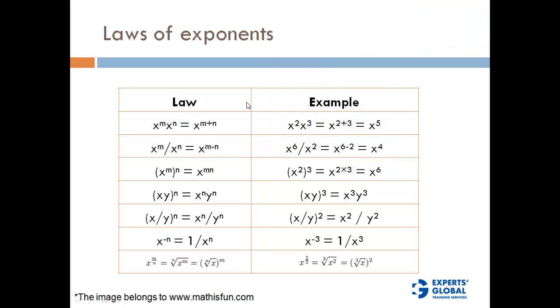The third rule: x raised to m raised to n is equal to x raised to mn. Let's look at this term. What do we have? x raised to m, that means x multiplied m times, this is m times x raised to m raised to n. That means the whole thing multiplied n times with itself.